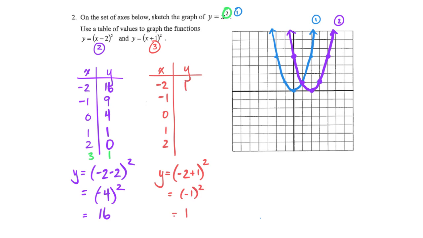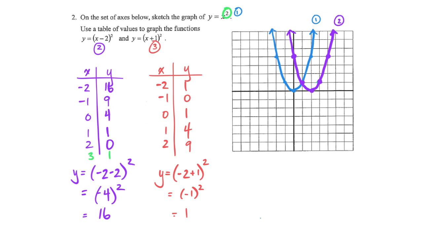And I could work my way through relatively quickly. -1 plus 1 is 0. Square it. 0 plus 1 is 1. Square it. 1 plus 1 is 2. Square it. 2 plus 1 is 3. Square it. So again, you will notice that I'm doing my operation before my squared.